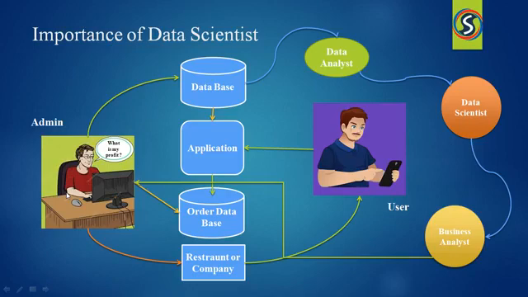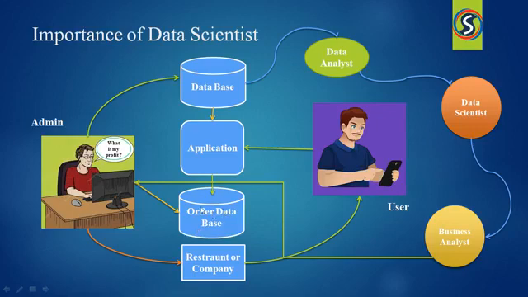Whatever items the Zomato person is making in his company, those items will be uploaded to the database. Whatever items he uploaded into the database will come into the application. This application will be observed by the user. The user can select whatever item he likes by giving the address, phone number, and paying some money. Whatever details he has given, those details will be stored in this order database.